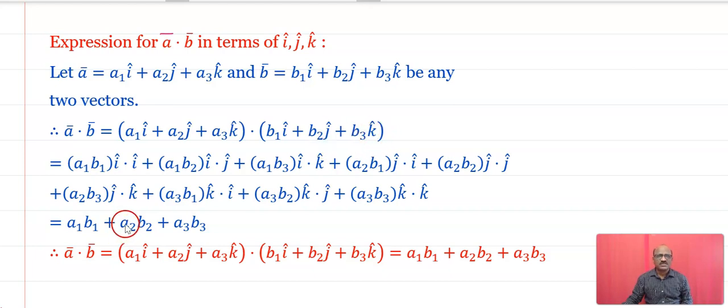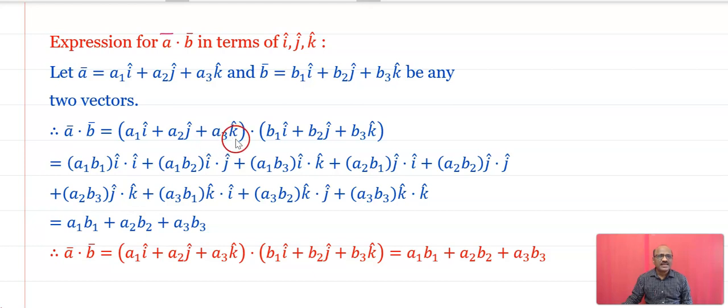Now for their dot product, we take the first term a1 i cap and multiply it with all these three terms. Then what will you get? a1 b1 i cap dot i cap. Next is a1 b2 i cap dot j cap. Next is a1 b3 i cap dot k cap. Similarly for the others, a2 j cap will multiply the whole bracket, and then you will get a2 b1 j cap dot i cap, a2 b2 j cap dot j cap, and the last is a2 b3 j cap dot k cap.